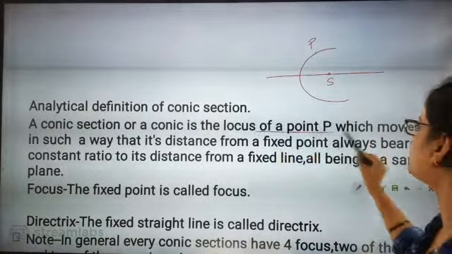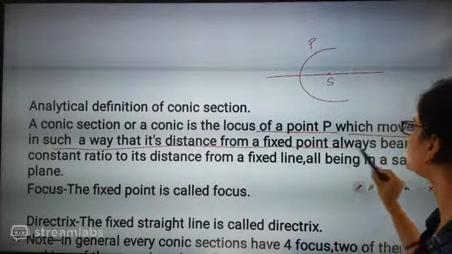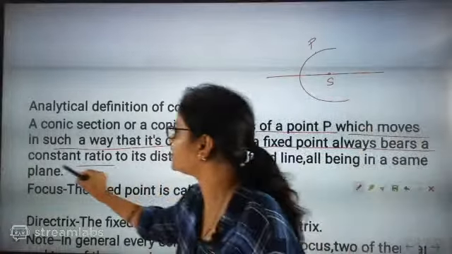Now the locus of a point which moves in such a way that its distance from a fixed point always bears a constant ratio.